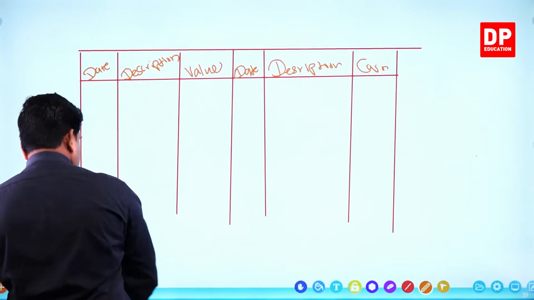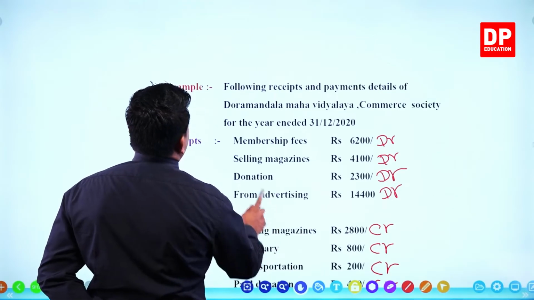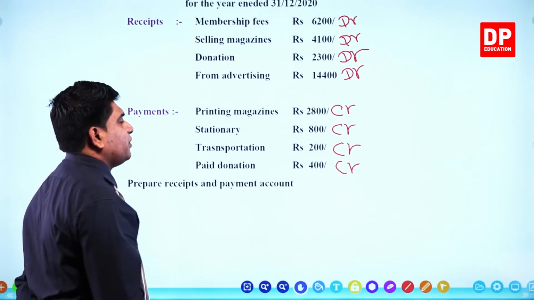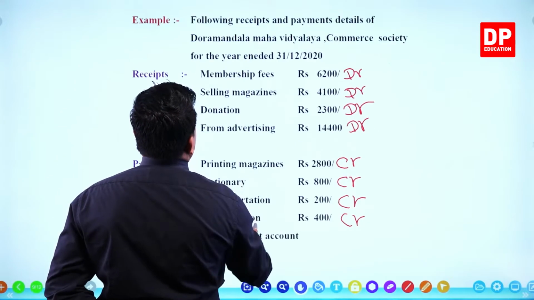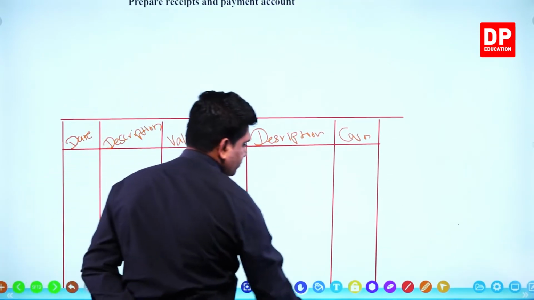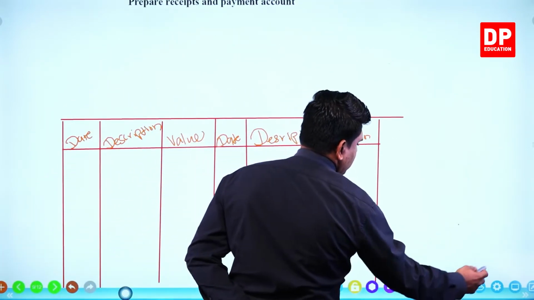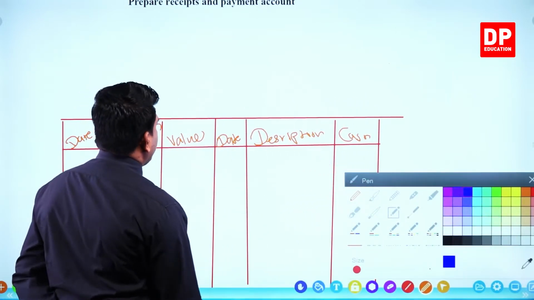Here you write the name of the business organization. Check. Is it given or not? The name is Doramadala Mahavidyalaya. Receipts and payment account for what? For the year ended 31st December 2020, right? Then you write it here on the top. I choose blue color here. Why? It is a very attractive color, I think, right?